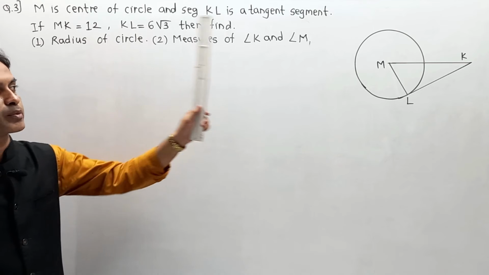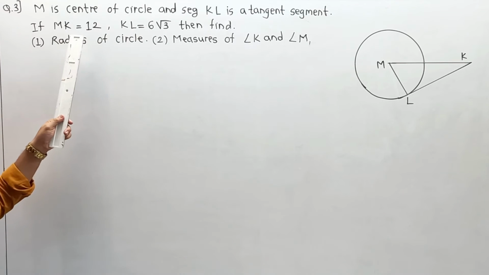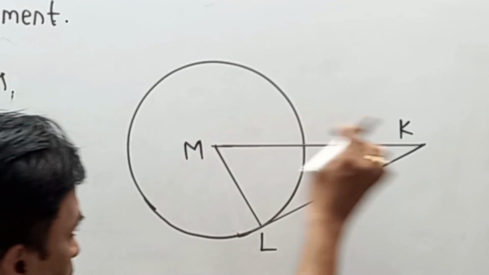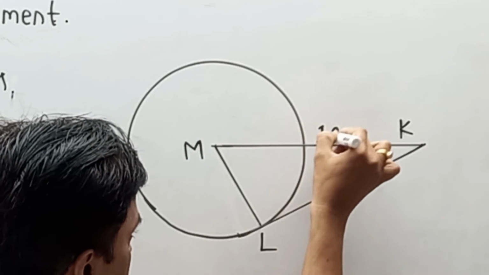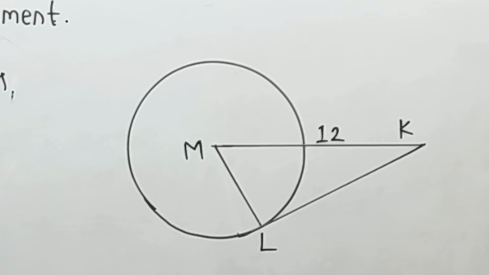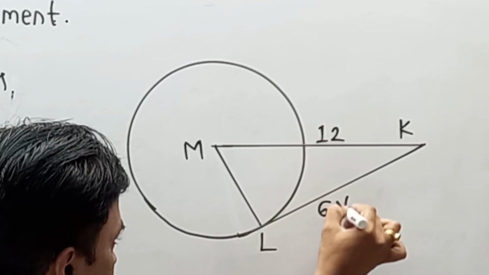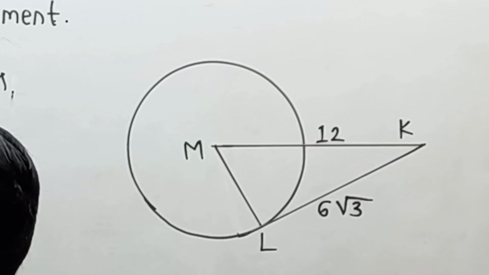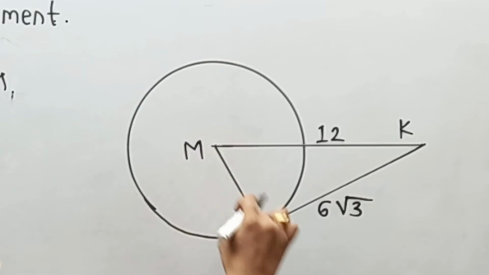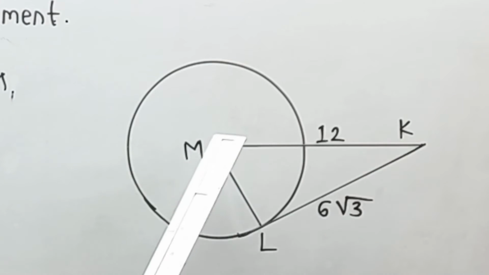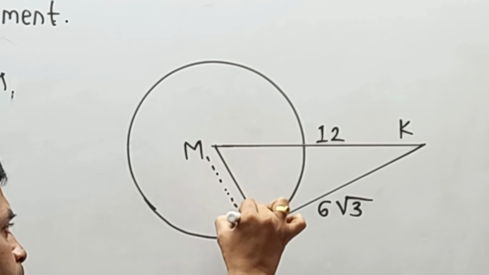Let us try to understand the same question from the diagram point of view. They have given MK is 12, which means in the diagram the distance from M to K is given as 12. They have not given any units, so we are writing 12. KL is 6 root 3, the distance from K to L. Then find the radius of the circle. We are supposed to find the radius of the circle, and then find the value of angle K and angle M. First our target is to find the radius, that is ML.